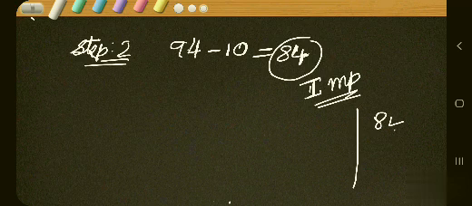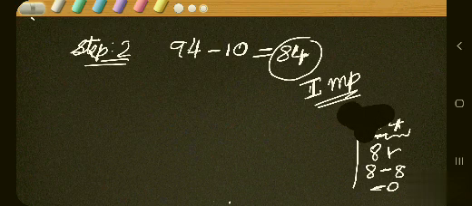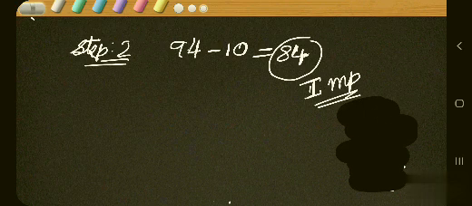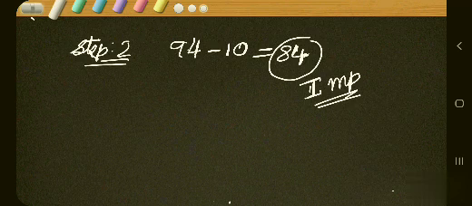84, the last digit is 4, isn't it? 4 2s are 8. That is step 1. And the number formed by the rest of the digits is also 8. So 8 minus this 8 is equal to 0. Do this in the working column. Understood? The same steps repeat once again.